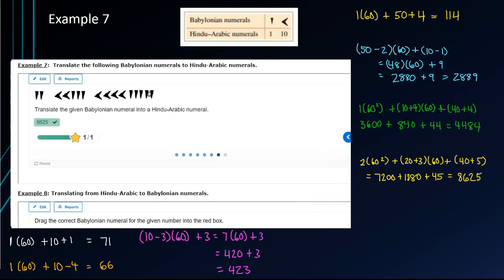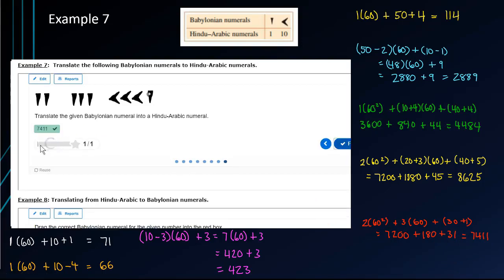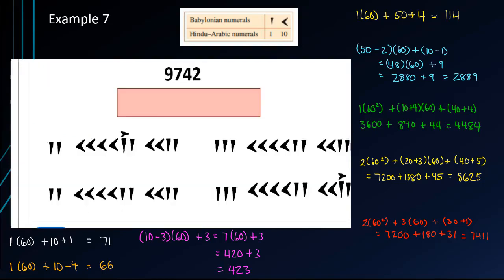And for the last one you were given, again, this is my units position, this is my 60s position, this is my 60 squared position. So I'm going to have 2 times 60 squared plus 3 times 60 plus 31, which is 7,200 plus 180 plus 31, which is 7,411. And there we have 100% there. On to the next one.